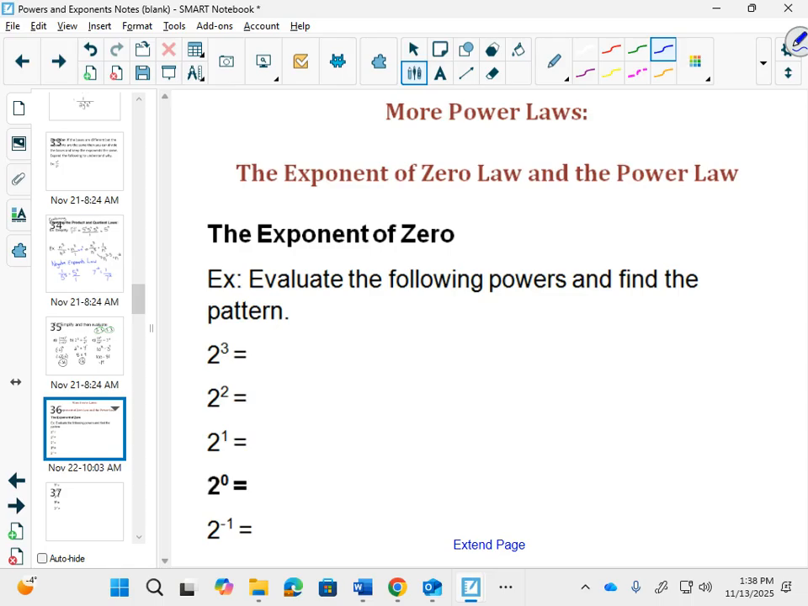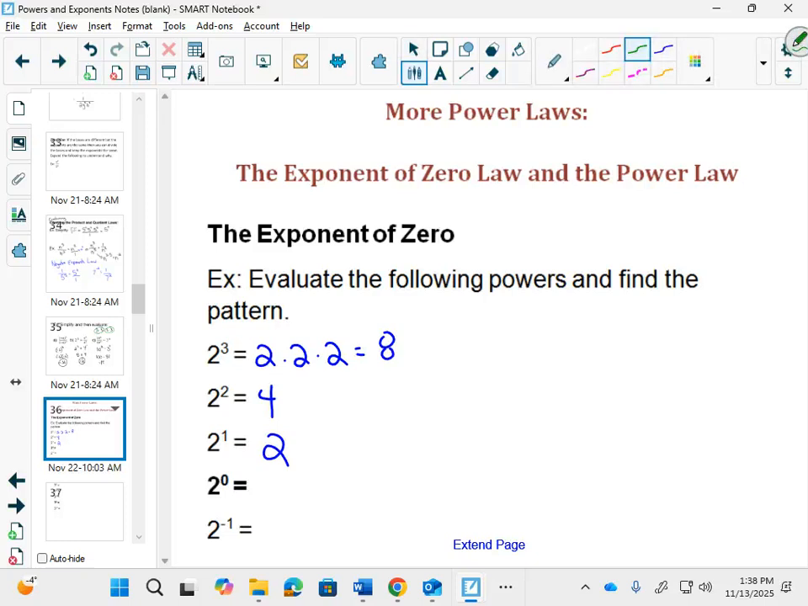So, if 2 cubed means 2 times 2 times 2, what is it equal to? 8. Or just write the number. If 2 squared is 2 times 2, this is equal to 4. If 2 to the 1 is just 2, then it's just equal to 2. And now I want you to find a pattern.